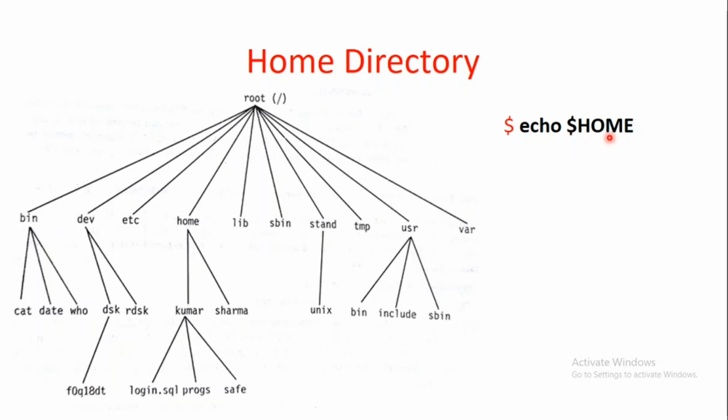With respect to Kumar, we will get a value something like this. What does this represent? This represents the path of the home directory of Kumar. The first forward slash in the output represents the root directory, and under the root directory there is a directory called home, and the next forward slash simply means a delimiter separating the two directory names. Which means under home there is a directory called Kumar, which is nothing but the home directory of Kumar.